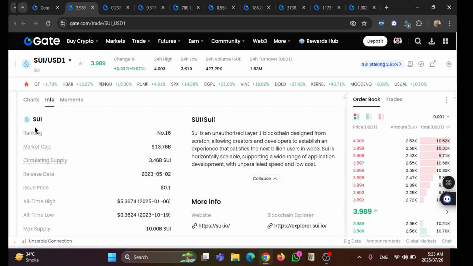And the market cap, you can see, means how many USDT has been invested in this SUI. 13.76 billion USDT has been invested in this SUI, and SUI is ranking number 16.